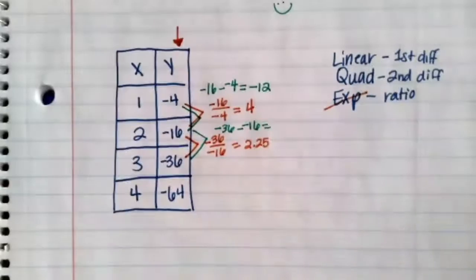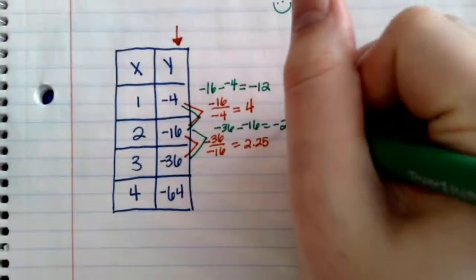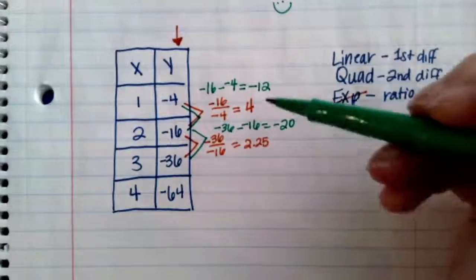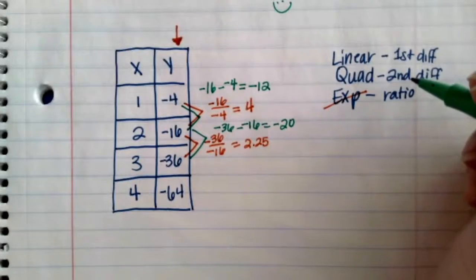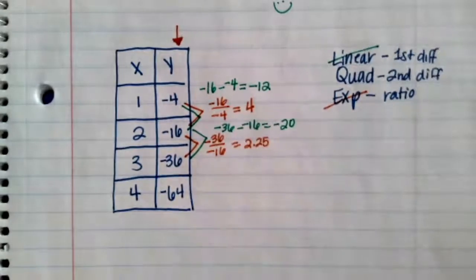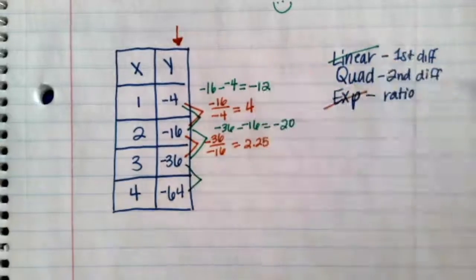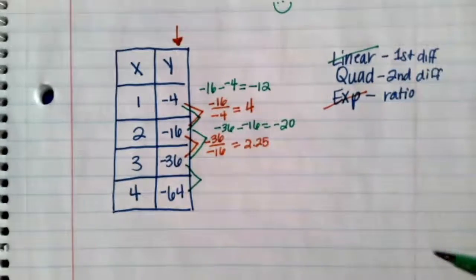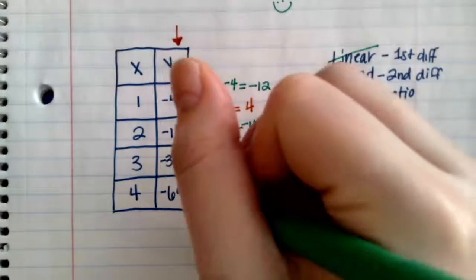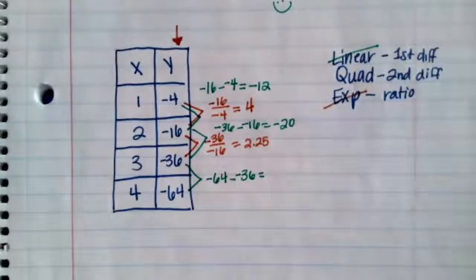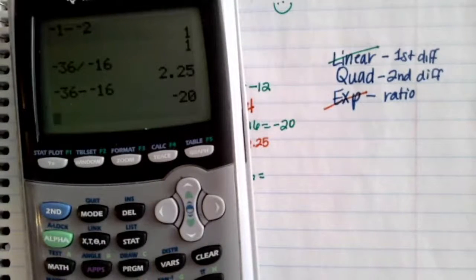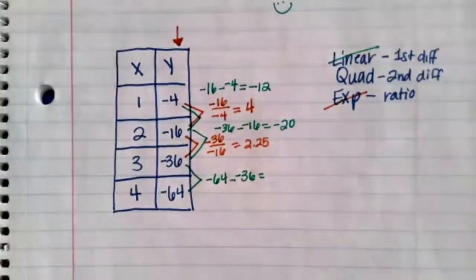is negative 20. And even though those don't match, we have to keep going because you need all of your first differences in order to try the second differences. So I know it's not going to be linear, but I still need to finish. Unlike with ratios, if it's not the ratio, we don't need the ratios for anything else. We can just stop. So down here I have negative 64 minus negative 36. Negative 28.